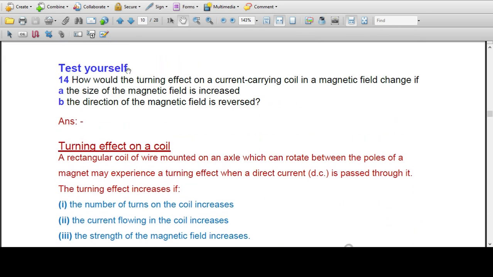If the direction of the magnetic field is reversed, then the direction of the turning effect, the direction of the force, will change.